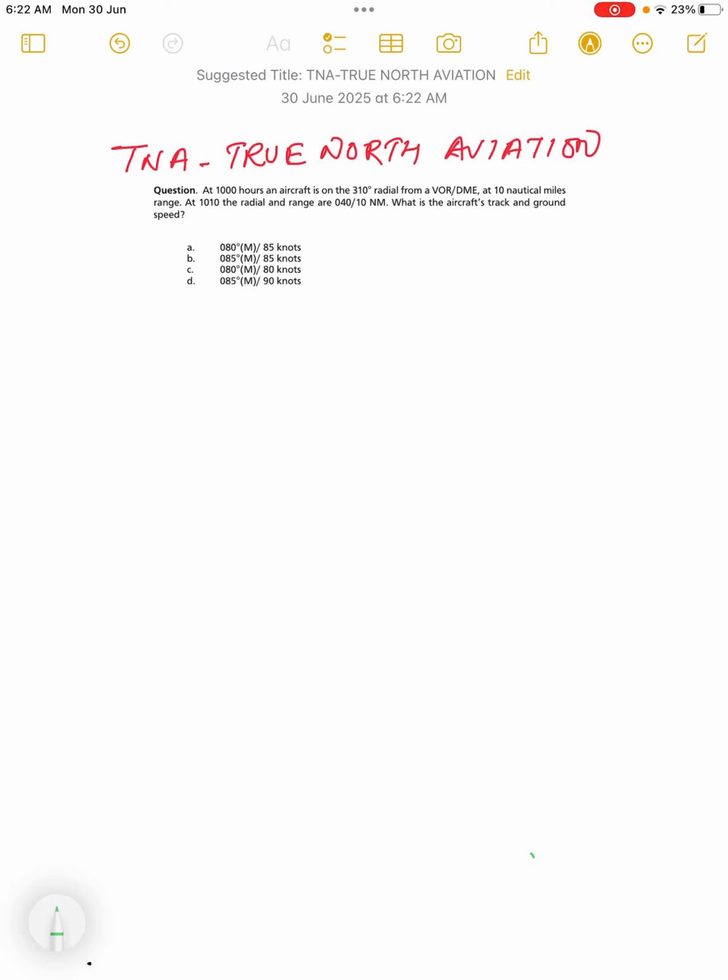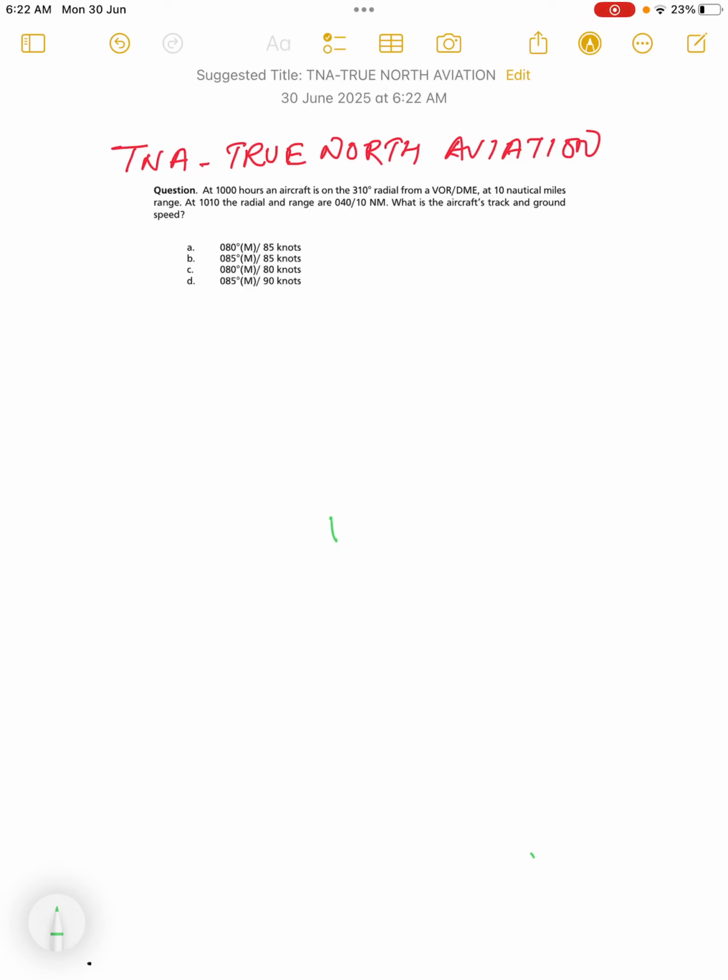Let's take another question from True North Aviation. At 10 hours, an aircraft is on the 310 radial from a VOR DME at 10 nautical mile range. At 10:10, the radial and the range are 040, 10 nautical mile. What is the aircraft track and ground speed? These are the options. Let's make a simple diagram from this.